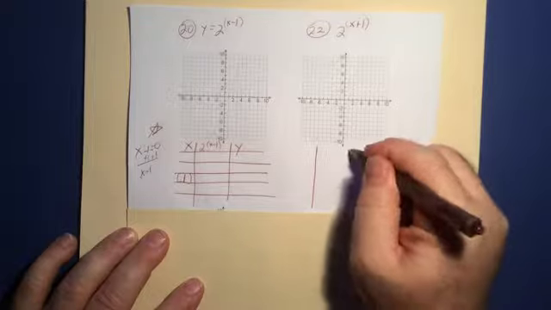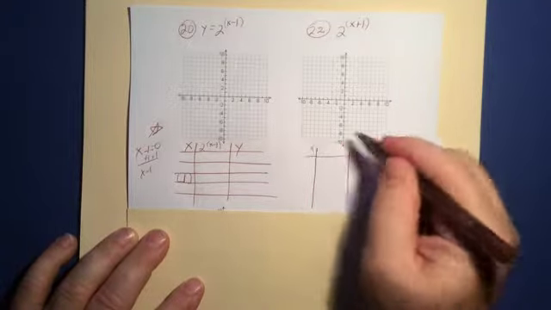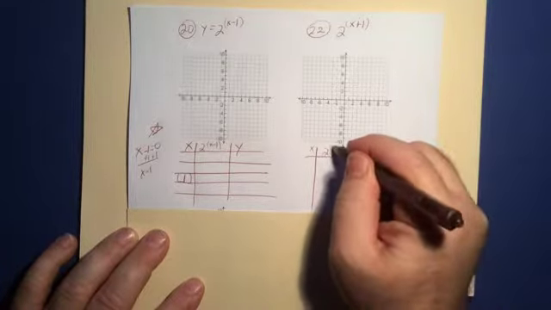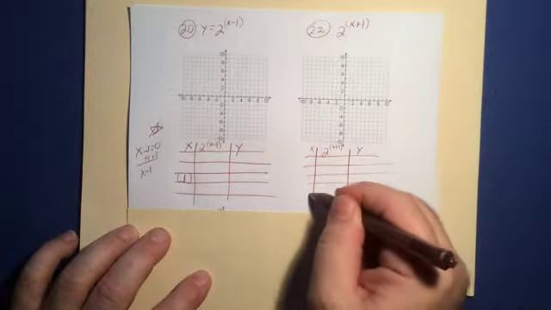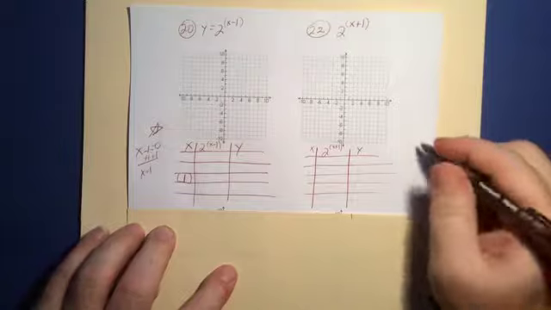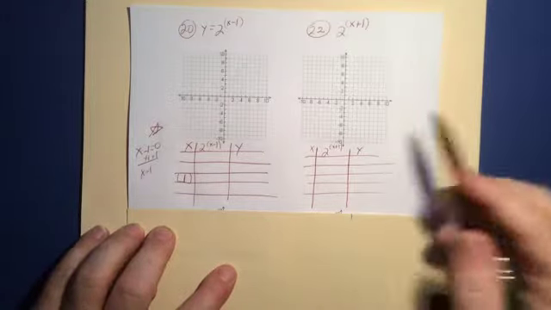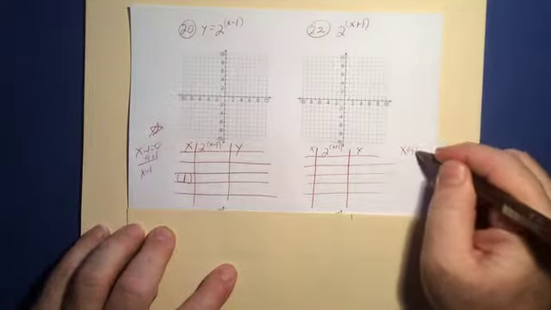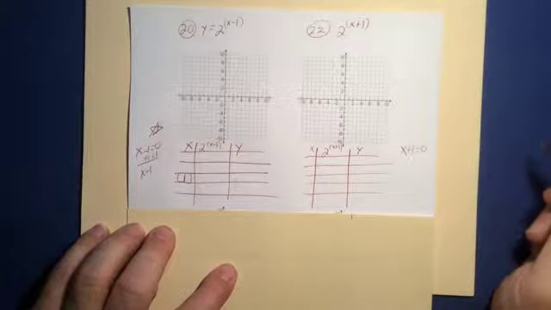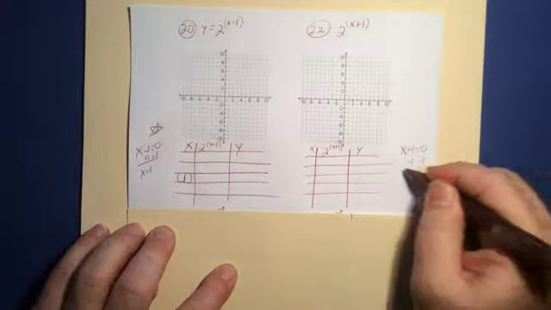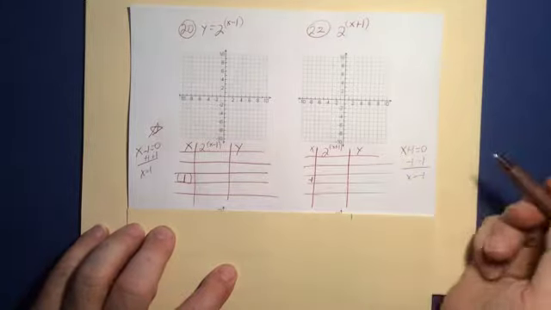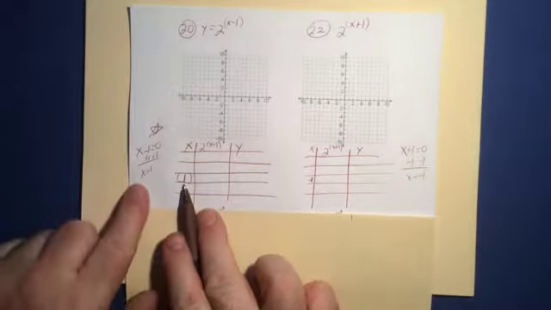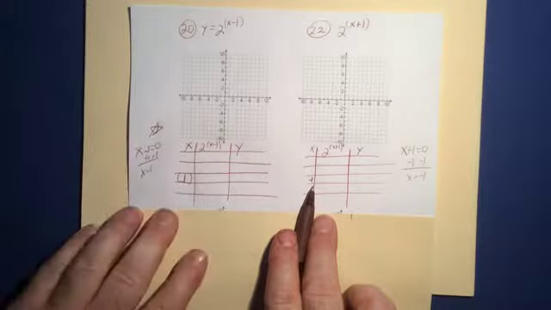So we're going to create the graphs like we did before. And here we have 2 to the x plus 1. I need 5 values to come up with a plottable set of values, and I'm wondering, what's going to make this exponent 0? So I'm going to take x plus 1 and set it equal to 0. If I subtract 1 from both sides, I get x is equal to negative 1, and I'm going to put negative 1 in the center here. So over here I got positive 1, and over here I got negative 1.